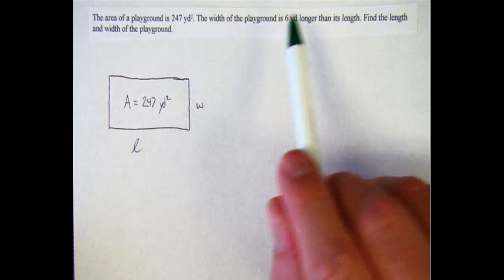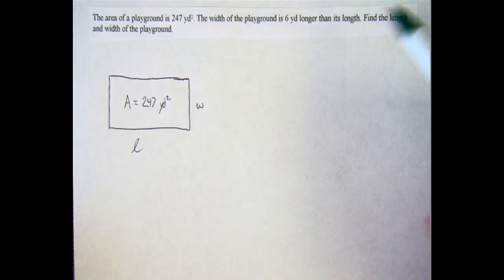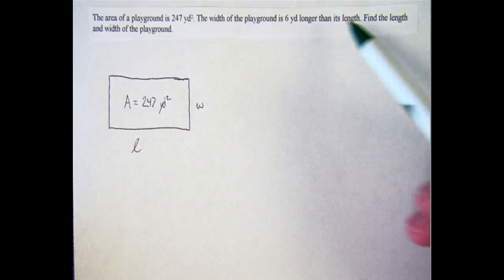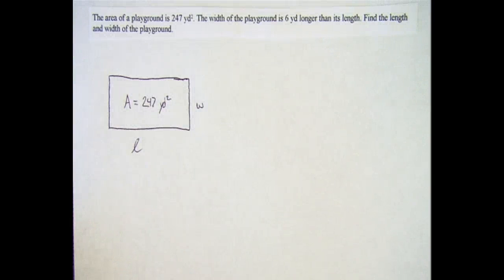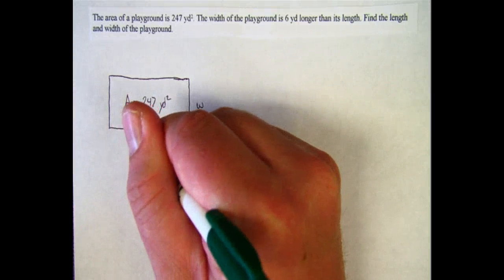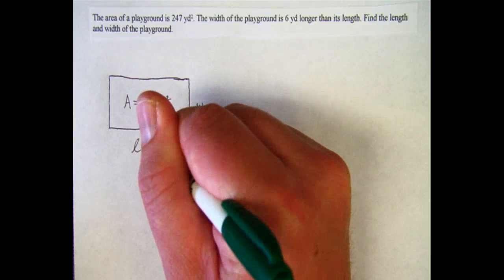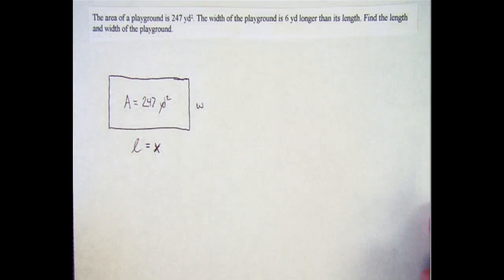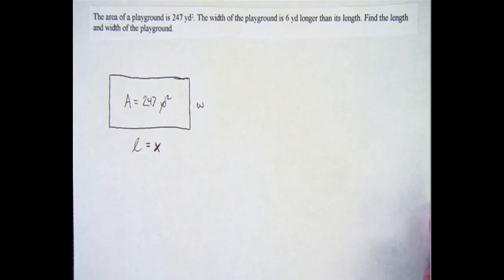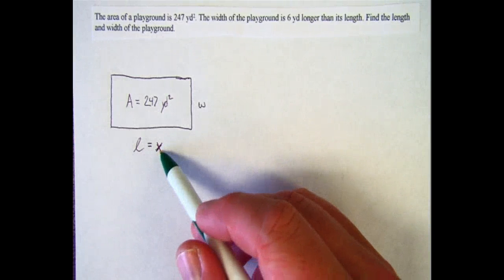We know the width of the playground is 6 yards longer than its length. Yeah, that's great, but how long is it? Find the length and width of the playground. They tell us nothing about length. So what I'm going to do is say that length, since we don't know anything about it and it could be anything, I'm going to call it x. And so now I have a length of x.